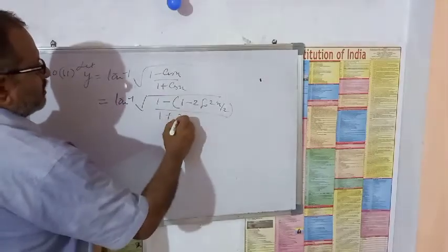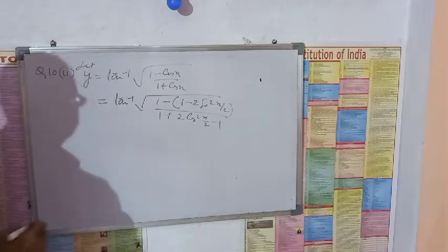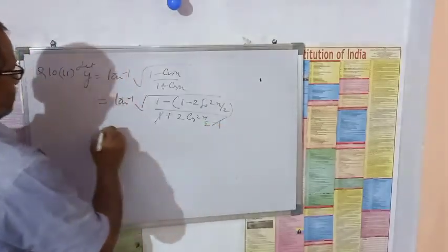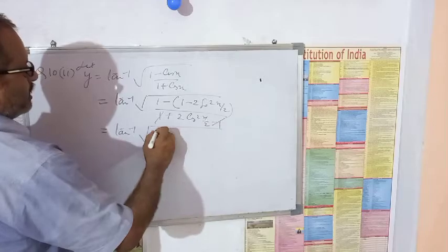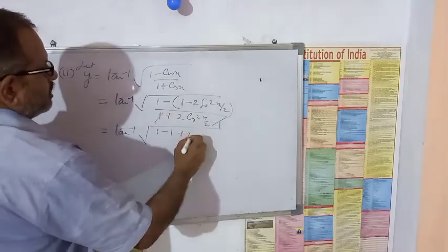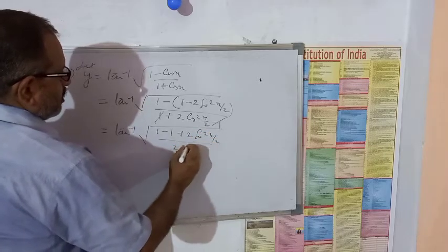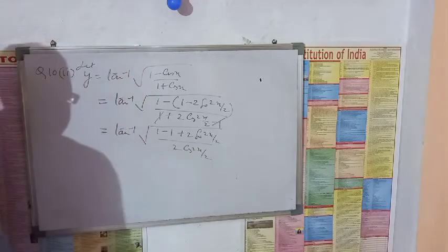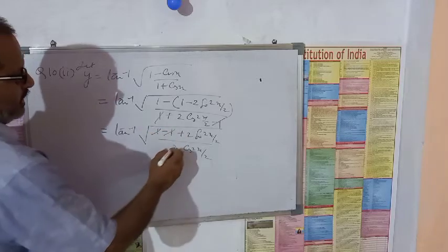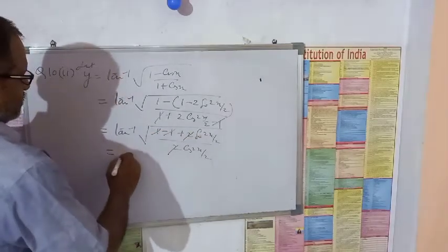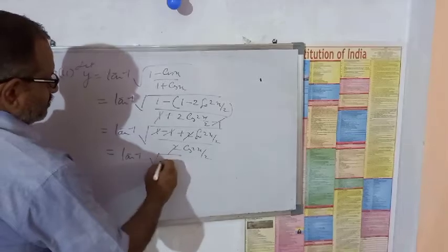And 1 plus cos x formula in terms of cos, 2 cos square x by 2 minus 1. This plus 1 minus 1. Tan inverse root, open the bracket, 1 minus 1 plus 2 sin square x by 2 upon 2 cos square x by 2. Minus 1 plus 1, we can cancel it. These two also we can cancel. Tan inverse sin square x by 2 upon cos square x by 2.